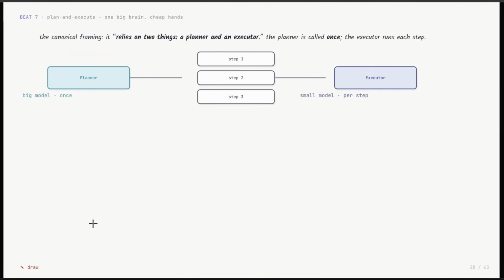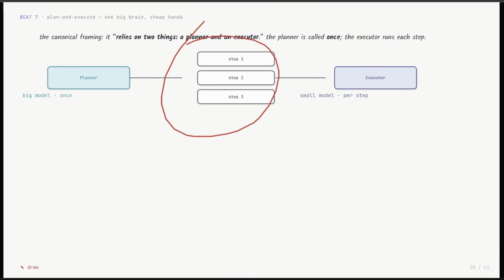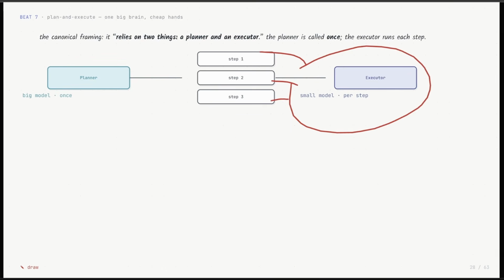Now, let's look at the other philosophy. You're spending the tokens up front, and here the framework relies on two things. You have a planner and an executor. Your planner is a big, expensive model, and it's called once, and it writes a list of steps. It says, okay, you're going to do 1, 2, then 3. This is what usually people do when they are coding, actually. And the executor is a smaller, cheaper model that carries out each of these steps. So it's going tack, tack, tack.